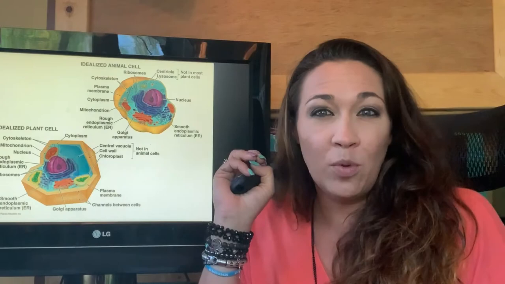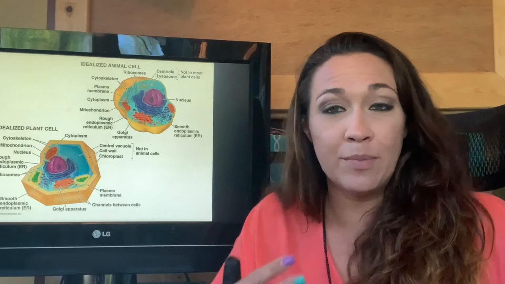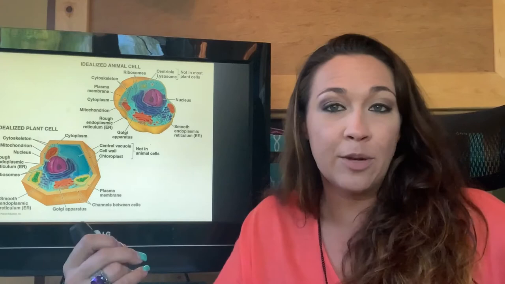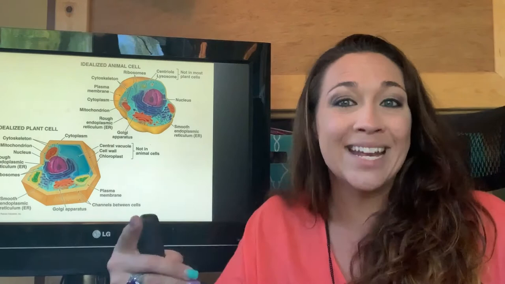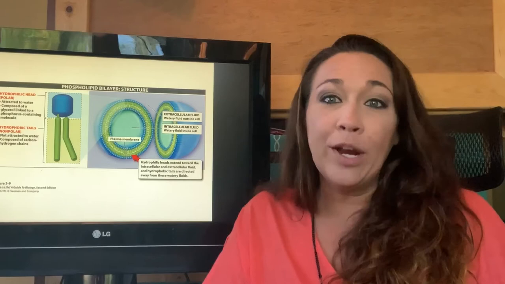Because again, you need to know what some of these things look like. So I'm going to take you guys through each one of these organelles on the inside of these animal and plant cells, and we're going to talk about their function. So yes, you need to know the function. You also need to be able to identify them. So make sure that you guys are paying attention for that. Before we get to that, we're going to talk briefly about the plasma membrane.